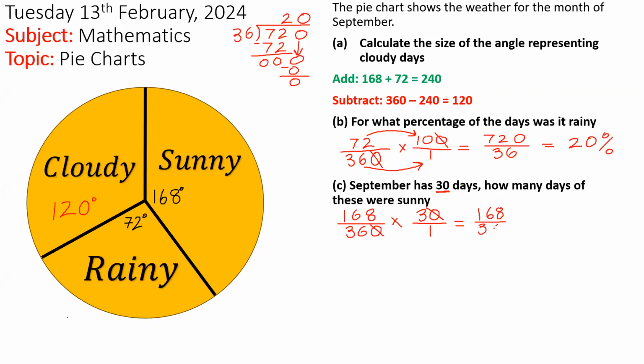36. 36 multiplied by what? 3 over 1. Good. That's gonna be equal to, what is 168 times 3? Let's multiply that. 168 multiplied by 3.